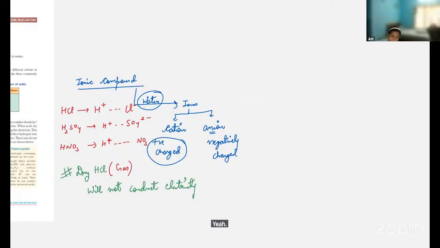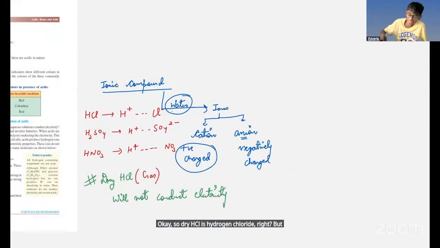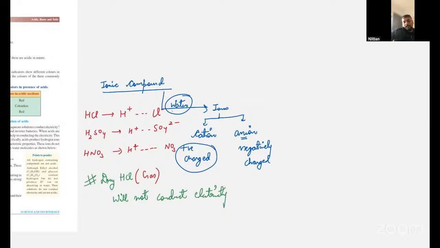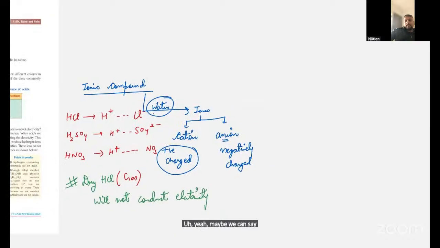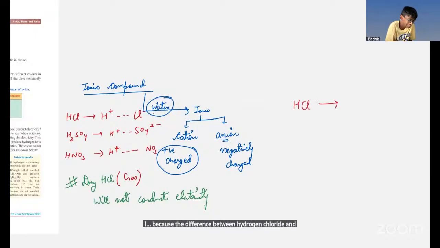Okay, so dry HCl is hydrogen chloride, right? But wet HCl is hydrochloric acid. There's a difference between hydrogen chloride and hydrochloric acid.